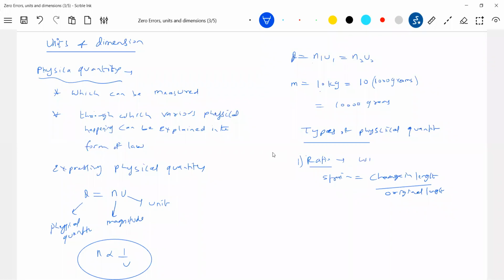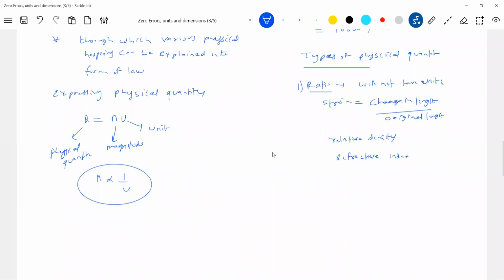If it is a ratio of two similar quantities, it will not have a unit. Then relative density, for example. These are examples of this. Then refractive index. All these are ratios and will not have units. It's also a physical quantity, we'll call it. It will have magnitude, but will not have a unit.